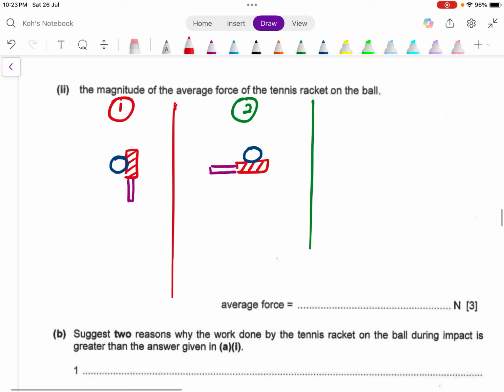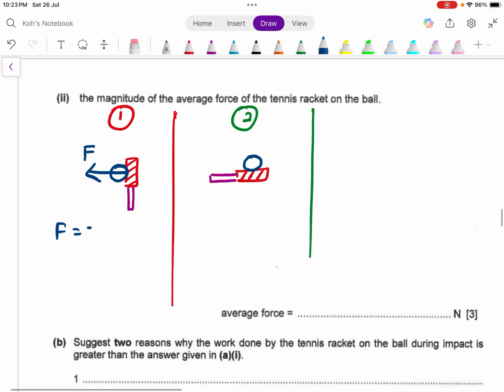When the ball is hit, the tennis racket will exert a force on the tennis ball. So how do I calculate the force? Very simple. Just remember F equals delta P divided by delta T. Delta T we know is 16 milliseconds. So what is the delta P? Delta P is the change in the horizontal momentum.